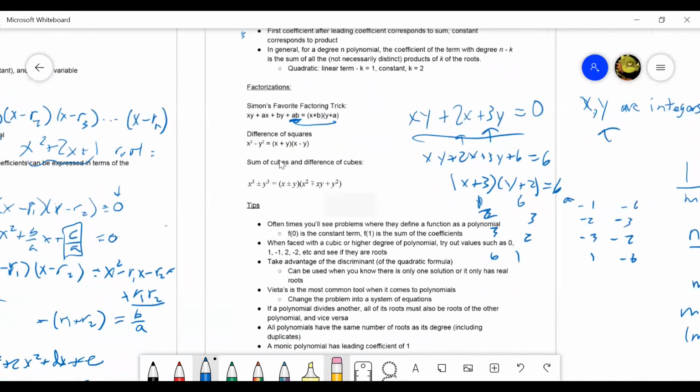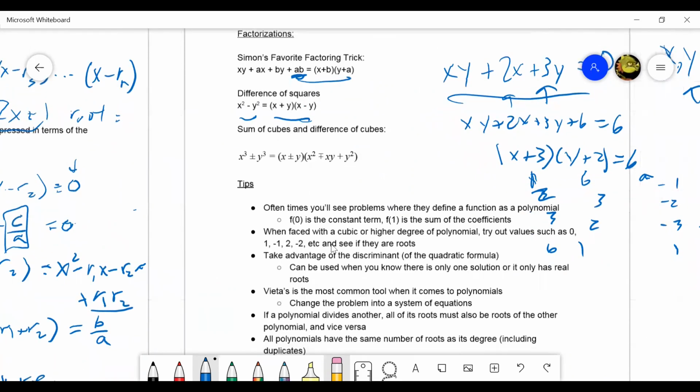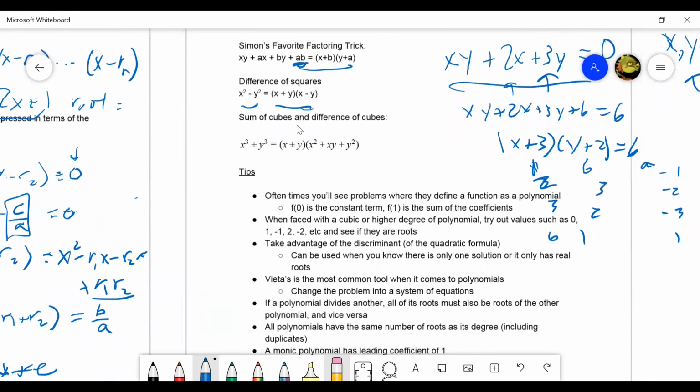So next we have differences of squares, and this one is pretty simple. It just says x squared minus y squared can be factored into x plus y times x minus y. And this is easily shown by just expanding out the right side. So I won't do that. Just know that's true. And lastly, we have the sum of cubes and difference of cubes.